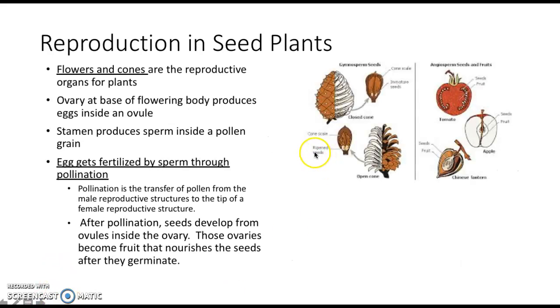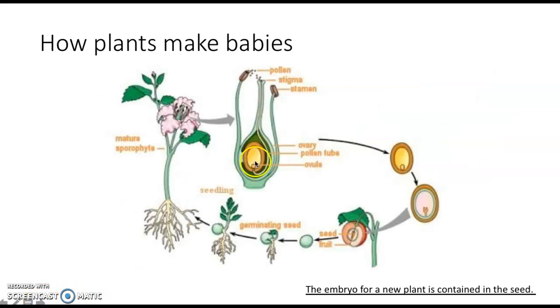Okay. Now plants also have to reproduce, okay? And in flowering plants, the structures that you know as flowers and cones, those are actually the reproductive organs for the plants. And egg cells in plants get fertilized by sperm through a process called pollination. Pollination is just the transfer of pollen from the male reproductive structures to the female reproductive structure.